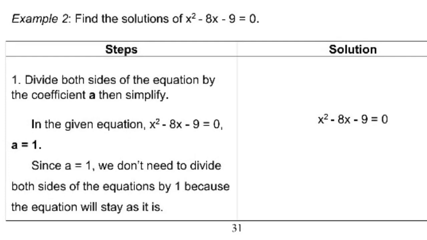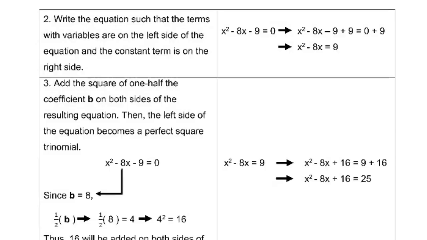Example number 2, find the solutions of x squared minus 8x minus 9 equals 0. So first step, we're going to divide the equation by the coefficient of a. Since a is equal to 1, we'll just have the same equation, x squared minus 8x minus 9 equals 0. The next step is we're going to transpose negative 9 to the right side, so this will become x squared minus 8x equals 9.